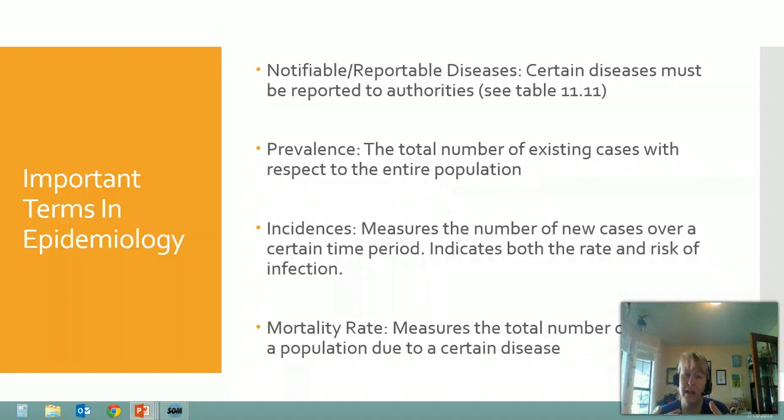And then the last term is mortality rate, and this measures the total number of deaths due to a disease. So do we have a lot of people who die from syphilis in Idaho? What does that tell us? And that mortality rate, when we compare it to nationwide and global scales, can help us see if there's something going on within our population that needs to be monitored, or if there's some way we can better help treat people if it's a disease that doesn't have a high mortality rate in other areas.